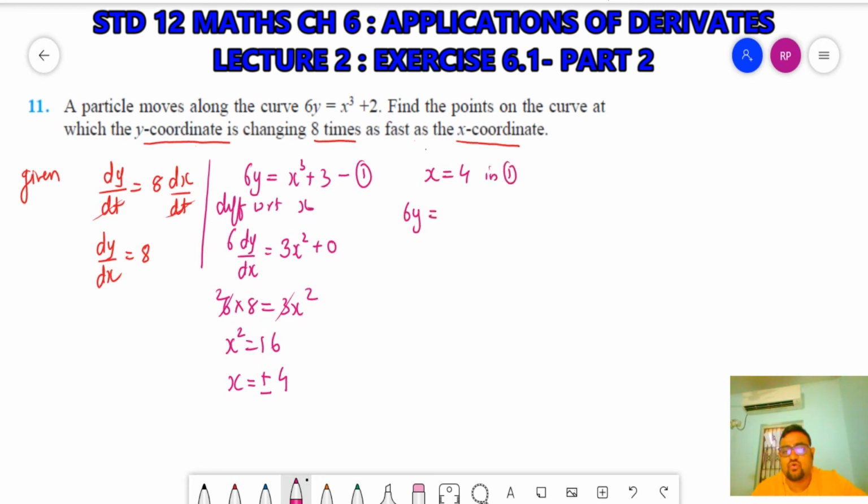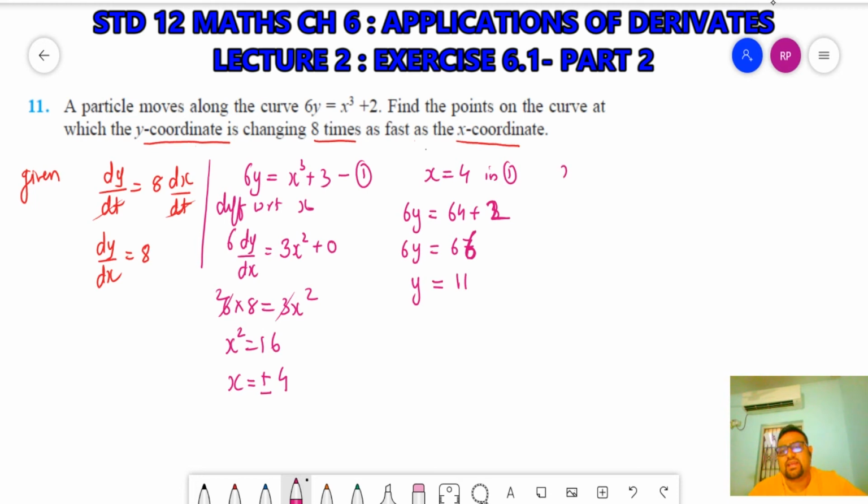6y equals 4 cube, that is 64 plus 3. So 6y is equal to 67. Okay, so y will be equal to 67 by 6. Okay, here it's plus 2, here it is plus 2, not plus 3. So it will be 66, so it will be 66 by 6, that will be equal to 11.